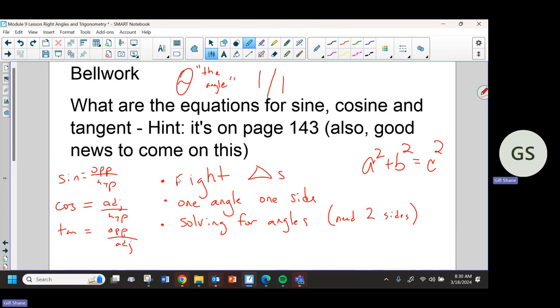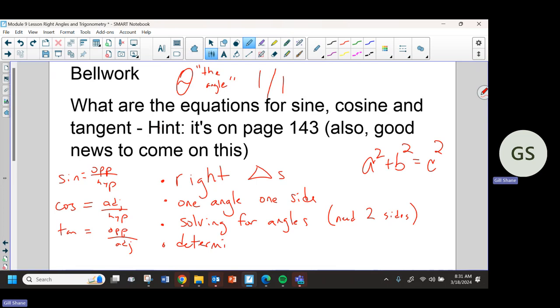So the sine of the angle, normally you'll use the actual angle. I will say sine of angle B, sine of angle A. But on the reference sheet, since they're not talking about an angle yet, they just say sine of theta, which means sine of the angle.